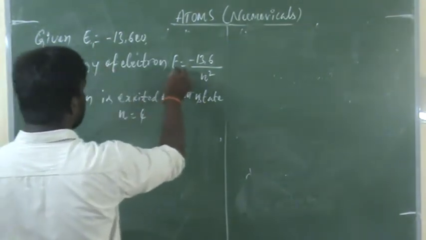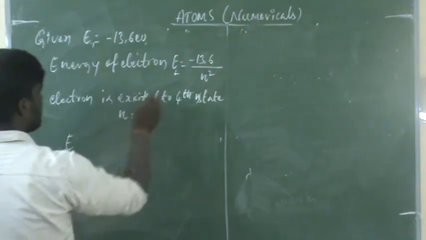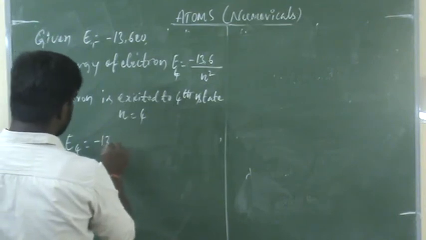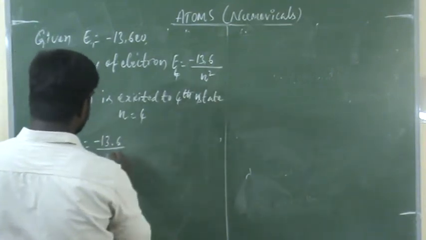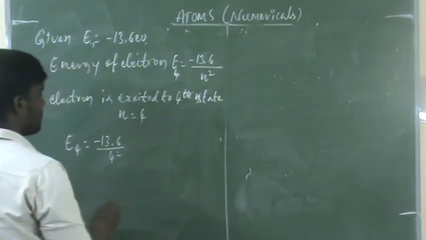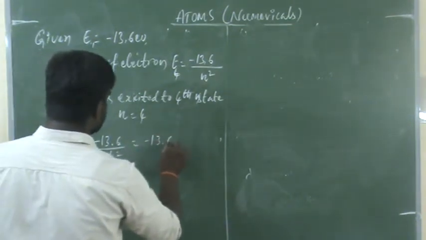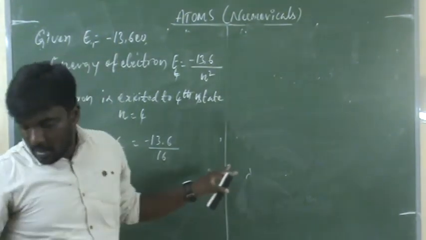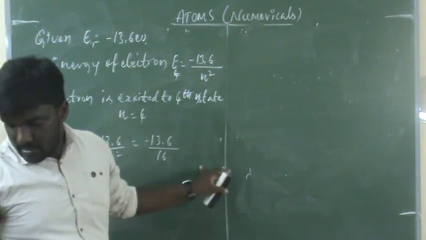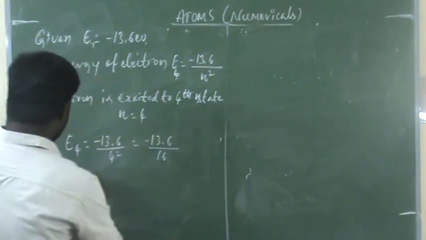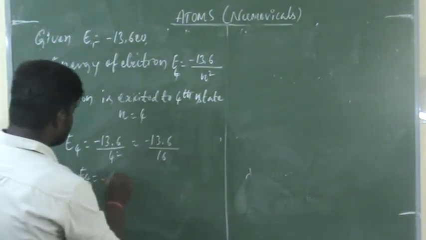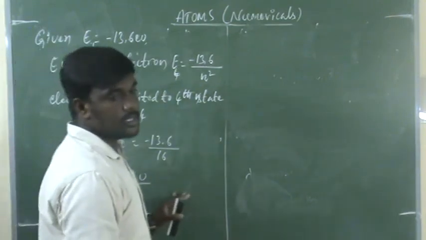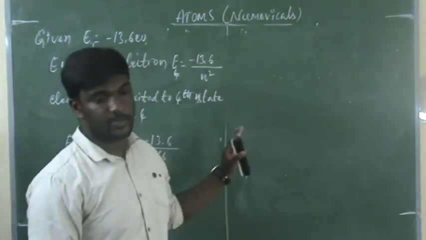This is E1 and E2. E4 equals minus 13.6 divided by n square, which means 4 square, so minus 13.6 divided by 16. So what happens then? That means E4 equals minus 0.85 electron volt. So that is the energy of the fourth orbit.